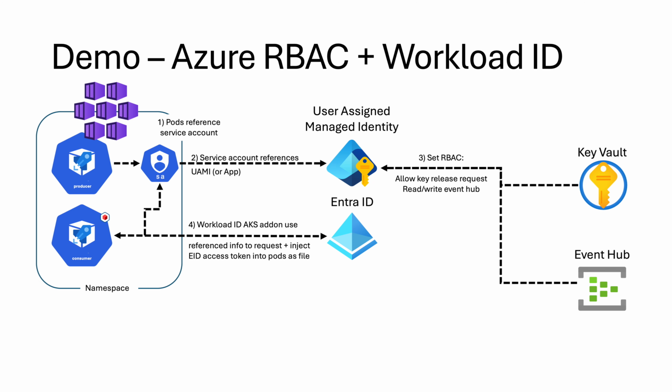And then we're also going to be assigning some permissions. So the producer pod needs to have, I think it has to have write access to the event hub. And then the consumer has to have the permissions to allow the secure key release to happen. And it also has to read from the event hub. So we're going to set that up using workload identity on AKS. So let's jump in.